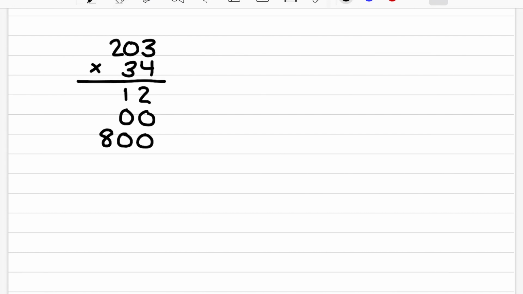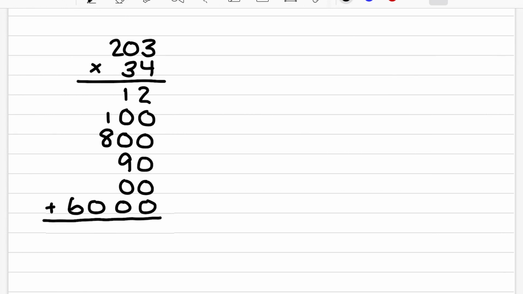Okay, so now we'll move to the 30. 30 times 3 is 90. 30 times 0 is 0. And 30 times 200 is 6,000. And again, we have 3 zeros because 30 has 1 zero and 200 has 2 zeros, so 3 zeros in total to make sure we keep that place value. Now we can add them together.